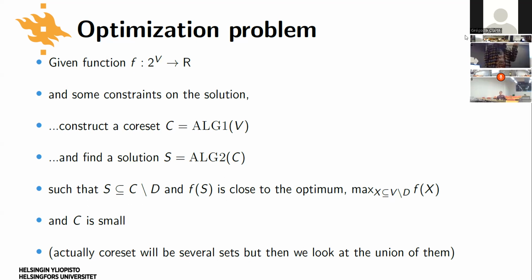So we want to design two algorithms, algorithm 1 and algorithm 2, such that algorithm 1 will construct this coreset, this summary of the whole universe, and then algorithm 2, given this coreset, will give us the solution such that the solution will be a subset of coreset minus D. D is the set that the user wants to delete. Okay, so D is actually an argument to algorithm 2, so I didn't put it there. And then the solution that we get from algorithm 2 is somehow very close to the optimum solution.